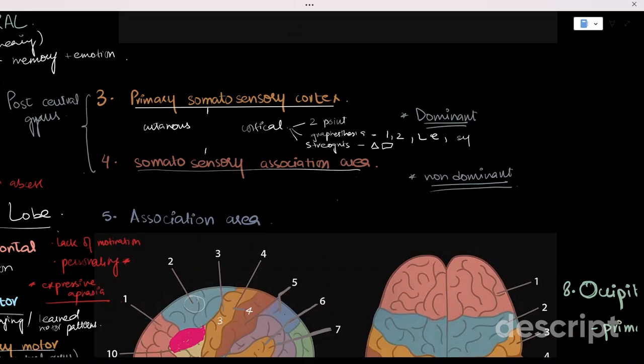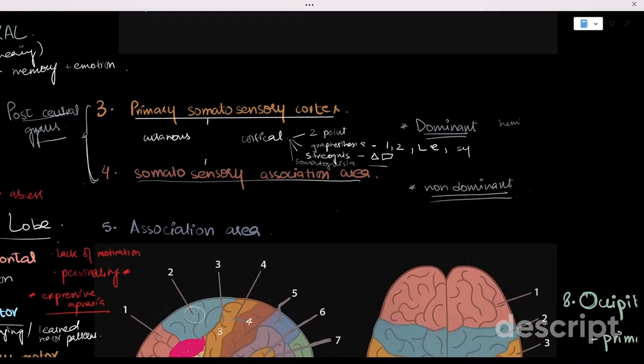It is also involved in somatognosia, which means knowing where a part of your body is. For example, if you're blindfolded and you have raised your arms, you know where in space your arms are. That is the function of the parietal lobe, specifically the primary somatosensory cortex and somatosensory association area. Both of these combined are known as the post-central gyrus.